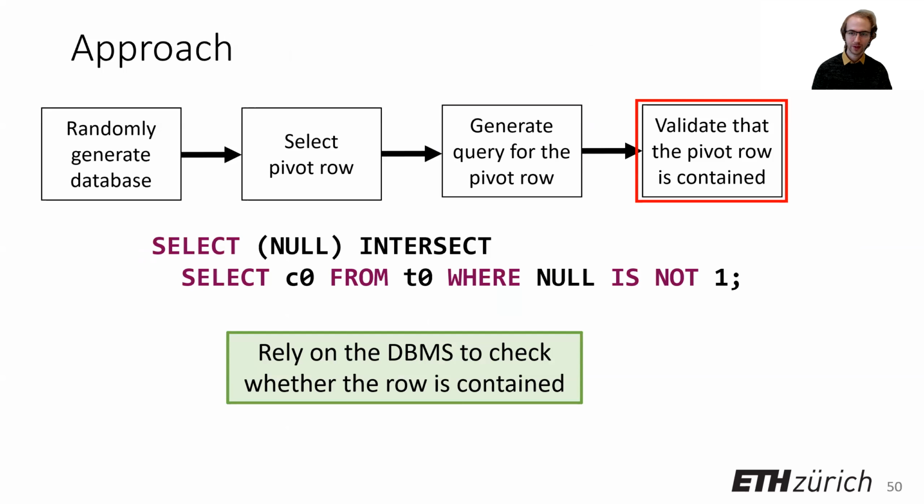And finally, we validate that the pivot row is indeed contained in the result set, for which we use SQL. So you can see here for SQLite, we use the INTERSECT operator that checks whether the pivot row values on the left-hand side are contained in the result that is returned by the query on the right-hand side. So if the result is non-empty, then we can basically validate that the pivot row is part of the result set.